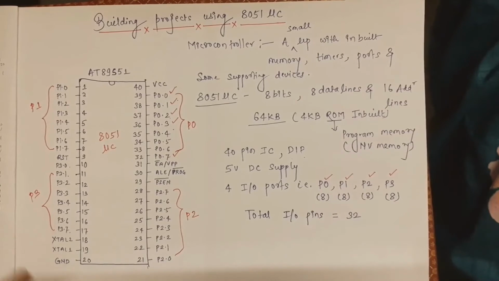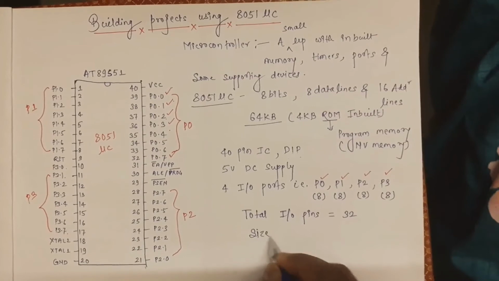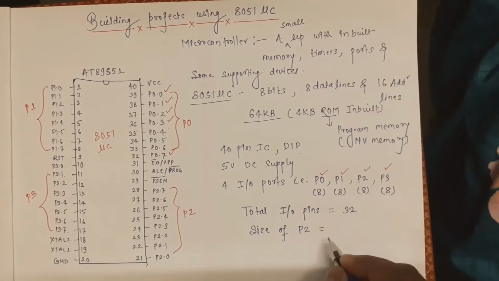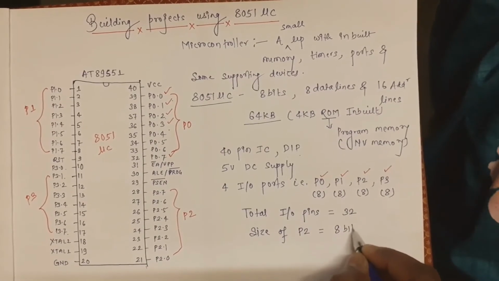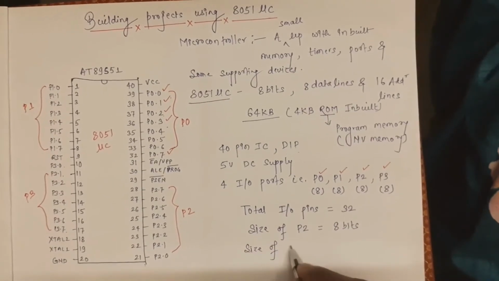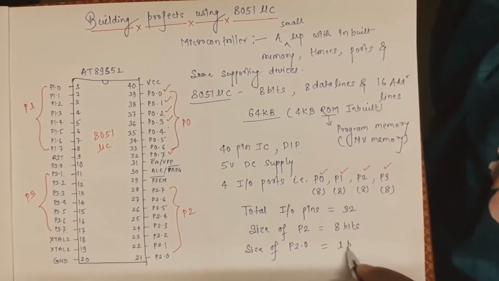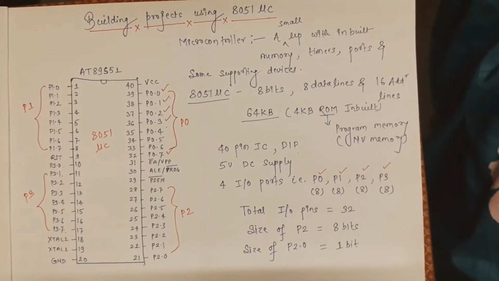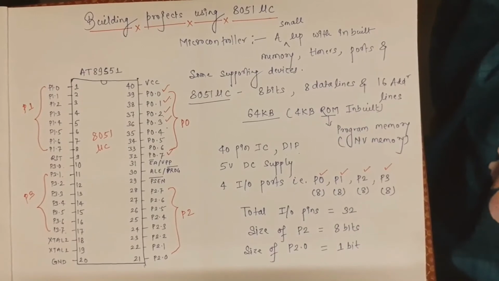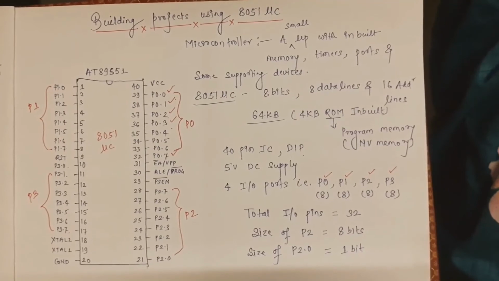So if I ask you, let's say port 2, what is the size of port 2? Your answer should be 8 bits. But if I ask you what is the size of port 2.0, then your answer should be 1 bit. So total we have 4 ports and total we have 32 IO pins. IO pins are basically used to interface input output devices.